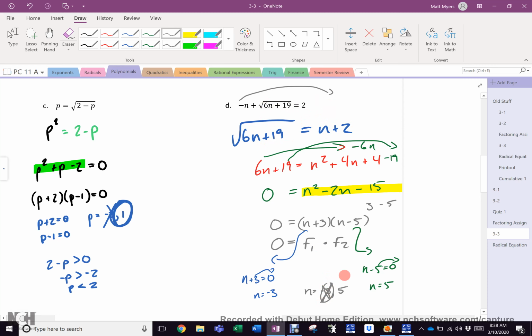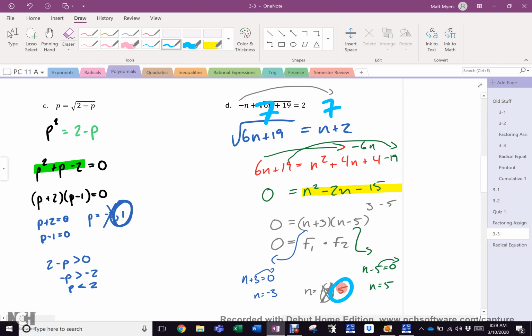Let's check 5. What's 6 times 5? 30. What's 30 plus 19? 49. What's the square root of 49? 7. So when I use 5, this side is 7. Agreed? What is 5 plus 2? 7. Does 7 equal 7? So 5 is the right answer.